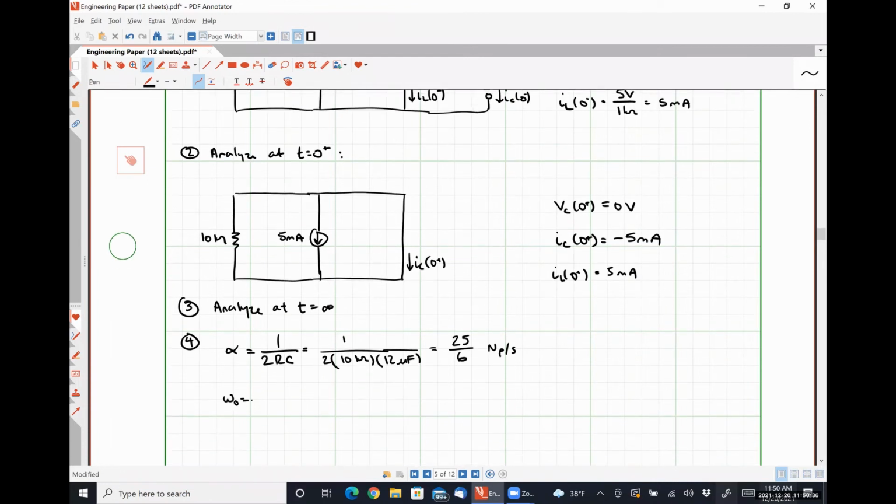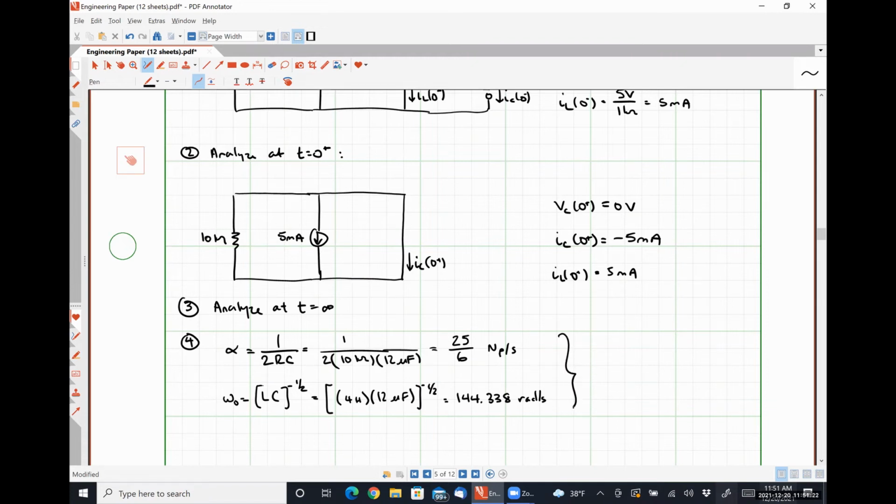Omega naught is L times C to the -1/2 power. So that is, what was it, 4 henries times 12 microfarads. Flip it over and take the square root. And I get 144.338 radians per second.